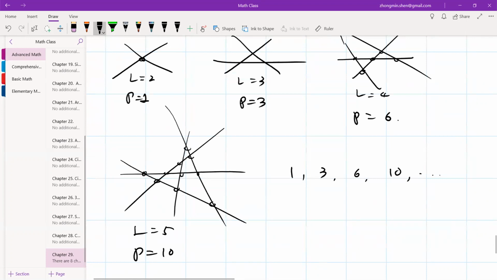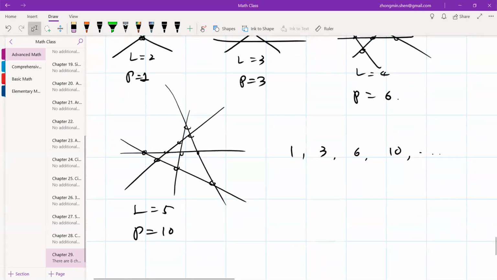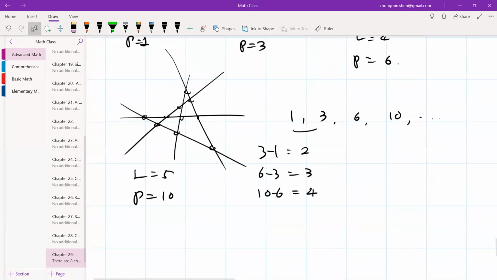Then do one more maybe, right? So actually, suppose you don't know the formula, then this is how we figure out the formula. You take the differences: 3 minus 1 is going to be 2. We're trying to find the pattern and the general formula. 6 minus 3 is 3. 10 minus 6 is going to be 4. So it looks like it increases by 1 every time.